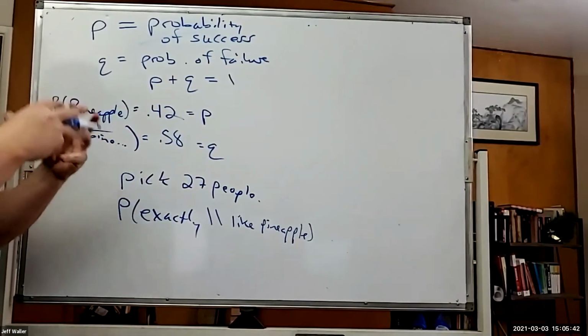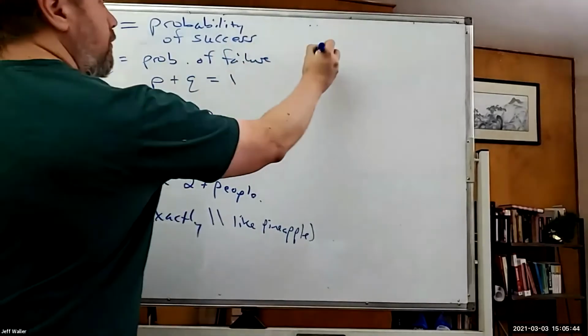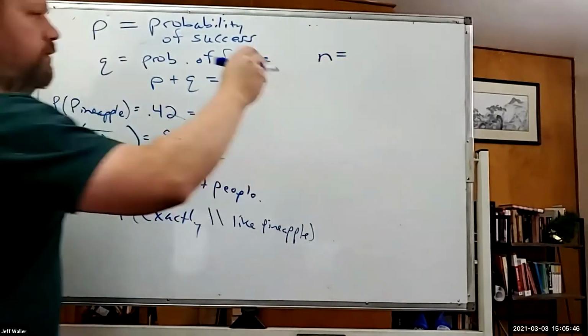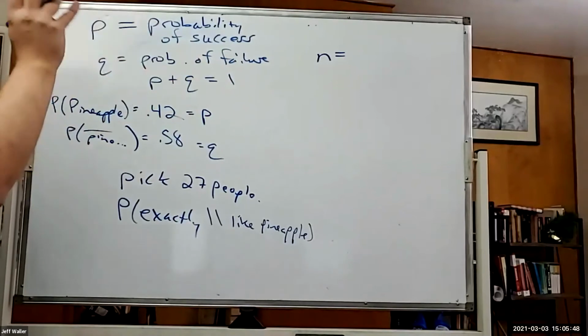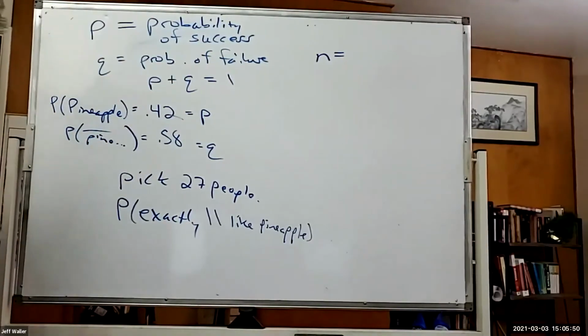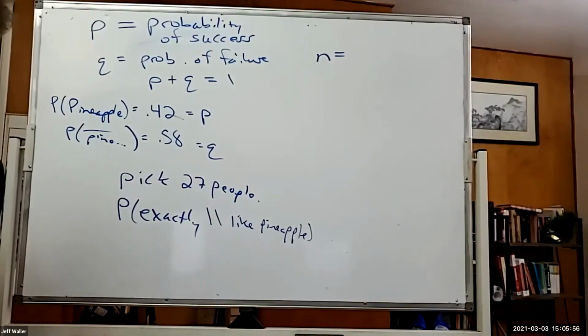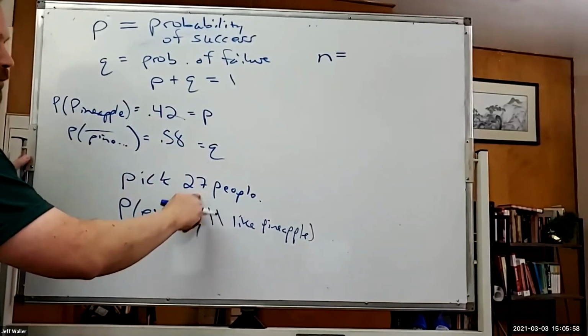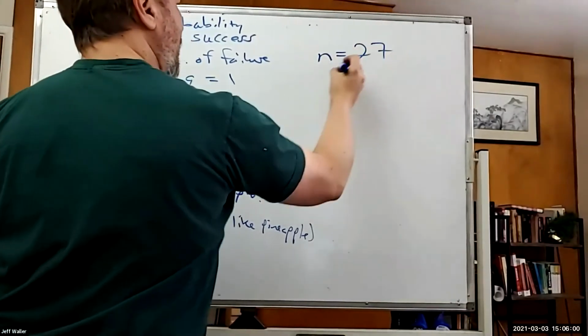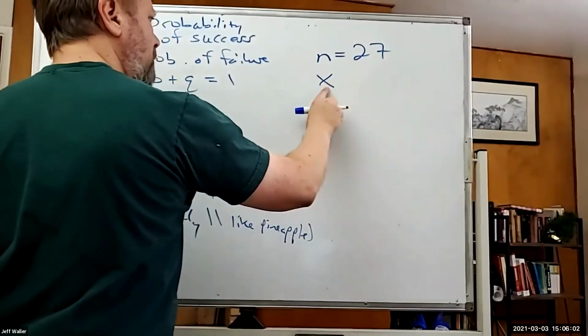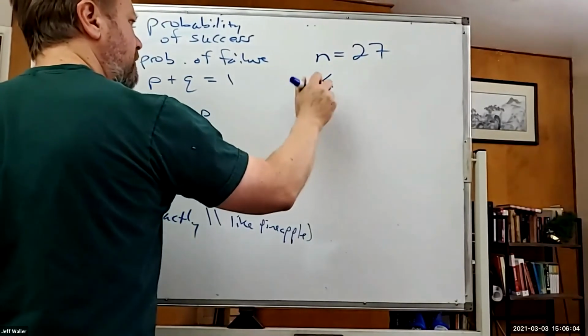Let's accumulate what we know here. What is n? n always means the same thing. It means the total number I'm working with. What's n? 27. I'm working with 27 total people. X is going to be the number of successes that I want.